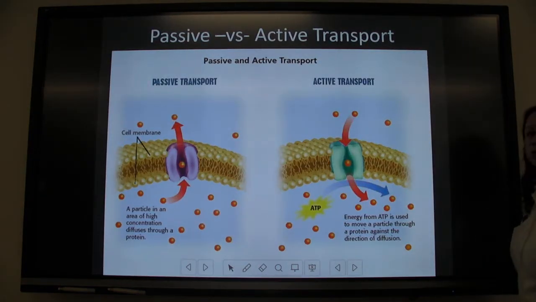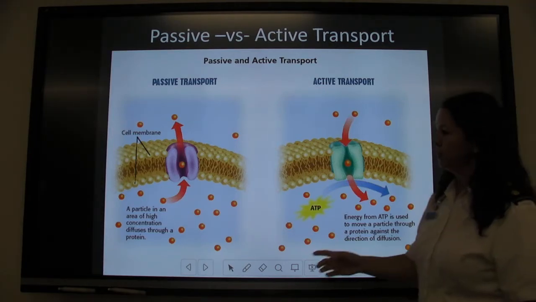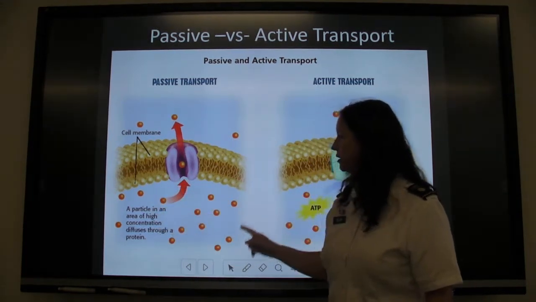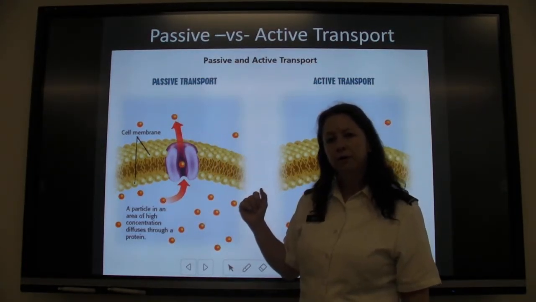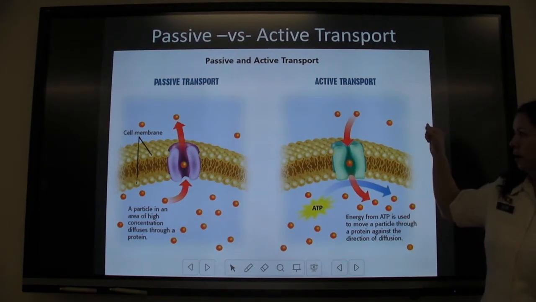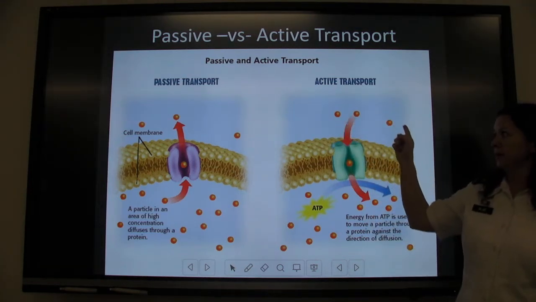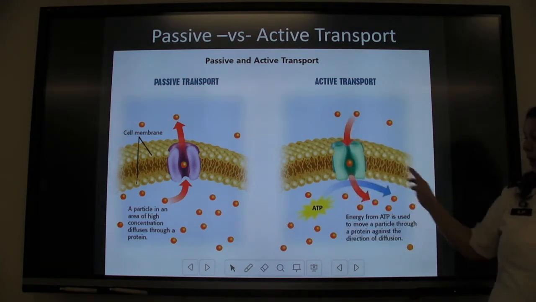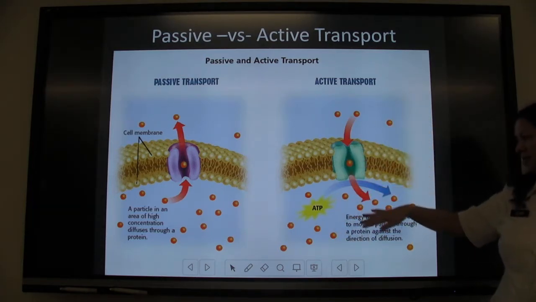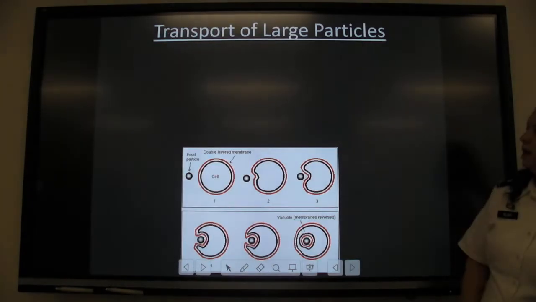So when you look at the 2 side by side, how they're different. Passive transport, things are just going to flow from the area of high concentration to the area of low concentration. But in active transport, you're moving things the opposite way, from where there is low concentration to high concentration. So you got to use energy to get it across. So that's looking at them side by side.